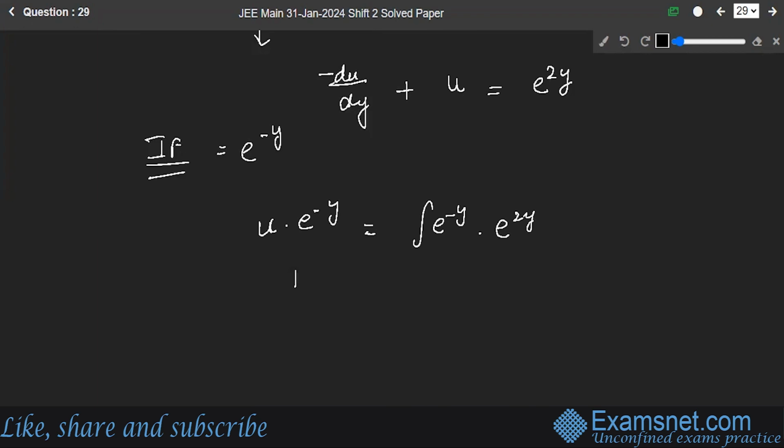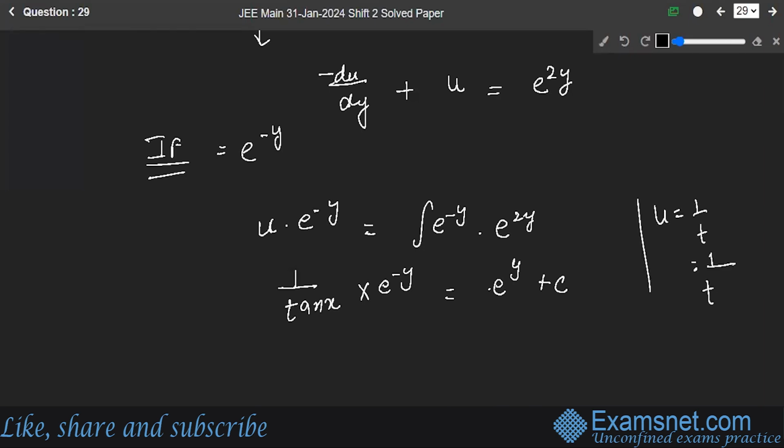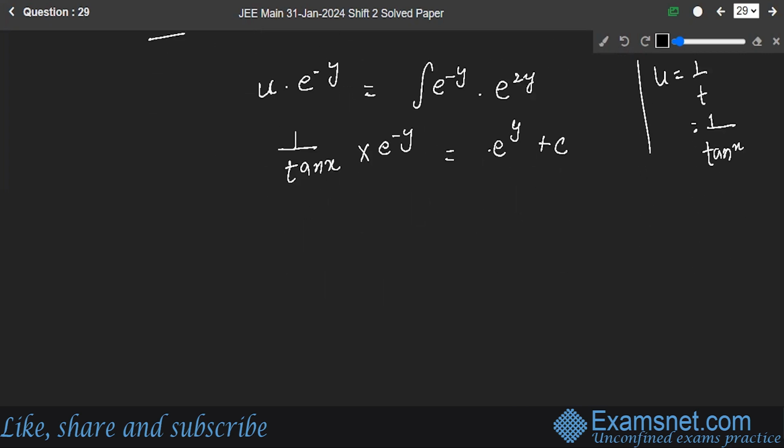Or you will have 1 upon tangent x into e raised to power minus y is equal to e raised to power y plus c. Here it is 1 by t, and t was equal to tangent x. So instead of u, I have written 1 upon tangent x into this.